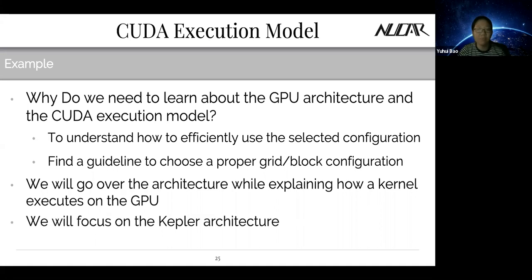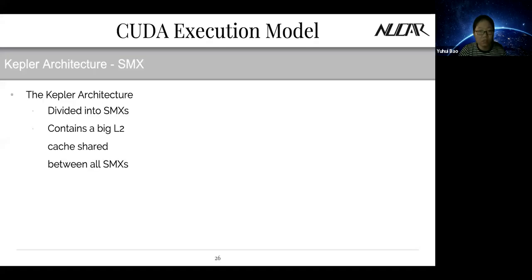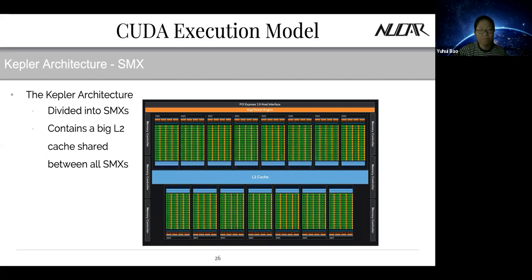We will focus on the Kepler architecture. So the GPU we will use in the lab is a Kepler K20. This, I think, is the Kepler K40 chip. On this chip, you can see those blocks. This is called a streaming multiprocessor. There are 15 streaming multiprocessors.